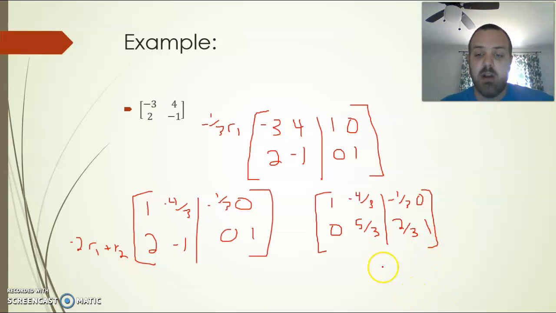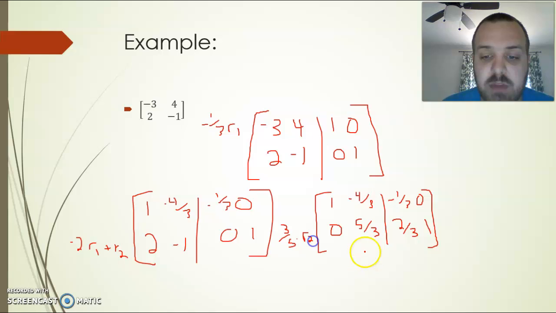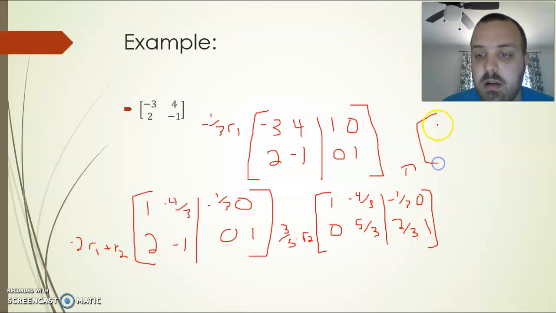Okay. And then now I want to turn this into a 1. So we're going to do 3 over 5 times row 2 to turn this into a 1. Top row is going to stay the same. Bottom row, I'm going to have a 0. 3/5 times 5/3 will be 1. 3/5 times 2/3, the 3's will cancel and I'll get 2/5. And then 3/5 will go here.